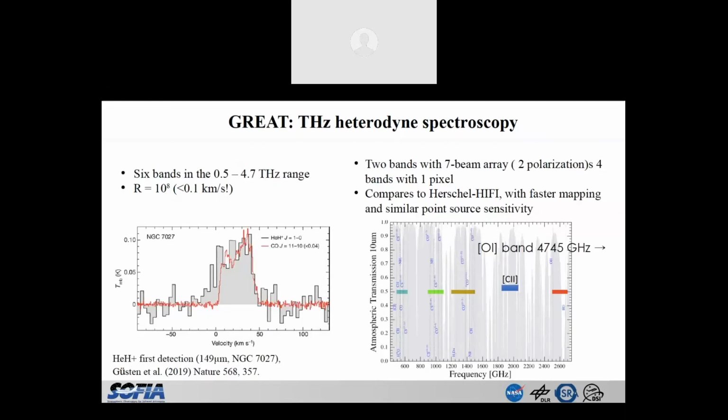GREAT is one of, I think, the most used instruments. That's terahertz heterodyne spectroscopy. It offers 6 bands with very high spectral resolution, so you can really resolve those line profiles. You have 2 bands that have these 7 beam arrays in 2 polarizations, and other ones have only 1 pixel. So this one would be more similar to HIFI, but although it has a very similar sensitivity, it has faster mapping because it can provide the array, and it can map pretty large areas in the interstellar medium, star forming regions. These are typically the regions that this instrument observes, although you can find other applications.